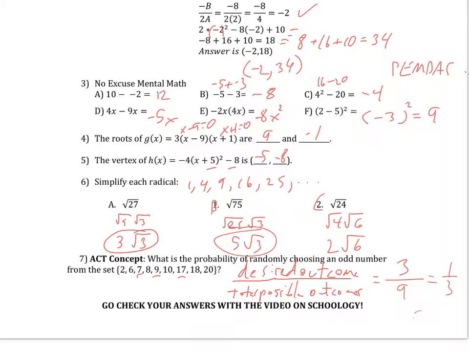Sometimes you give probability as percents, so that would be 33.3%. And we're done. Good job.